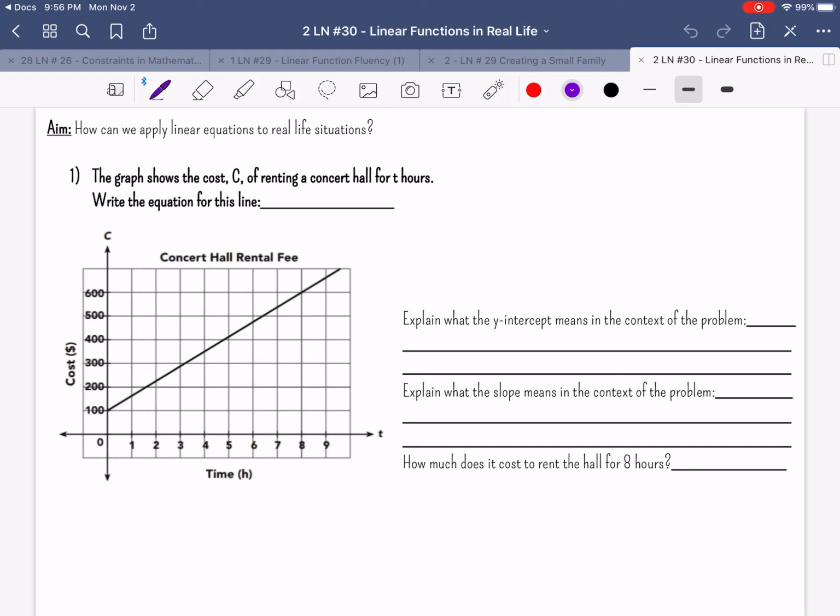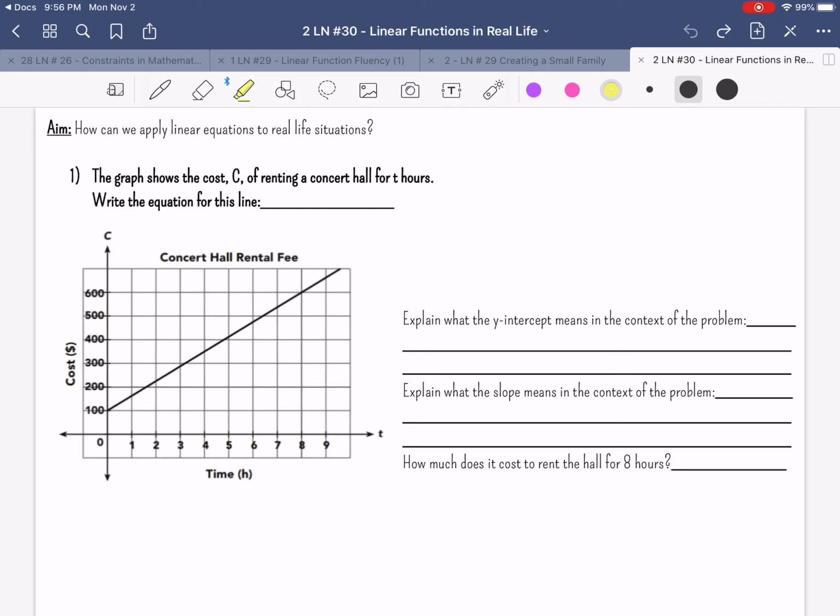So again, take notes in your notebook if you need to, so you can refer to it when you're answering the independent question. And of course, pause the video and go back, look at whatever parts of the video you need to look at on your own. So here we have the aim. So you can copy that in your notebook. How can we apply linear equations to real life situations?